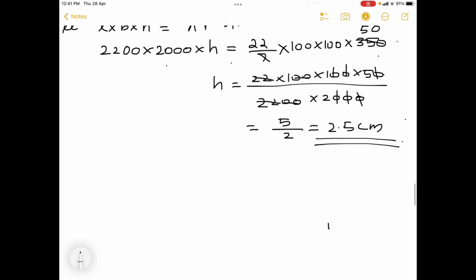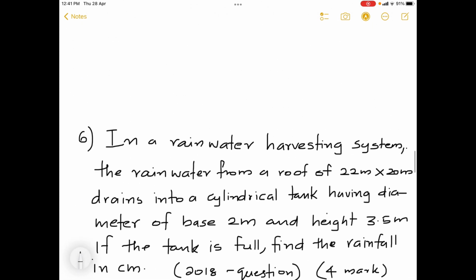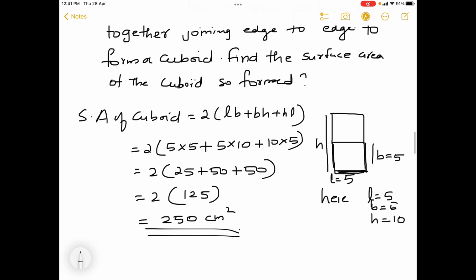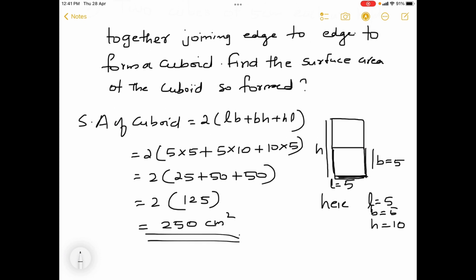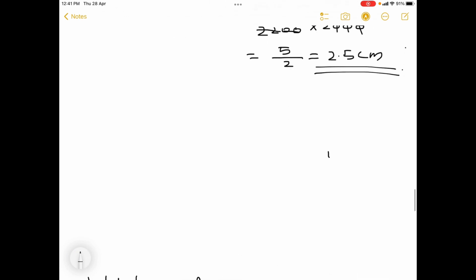Okay, these are some important questions in the lesson surface area and volume. Okay.